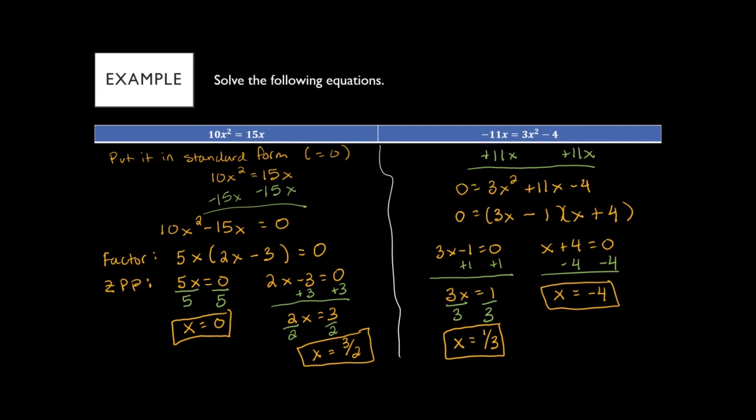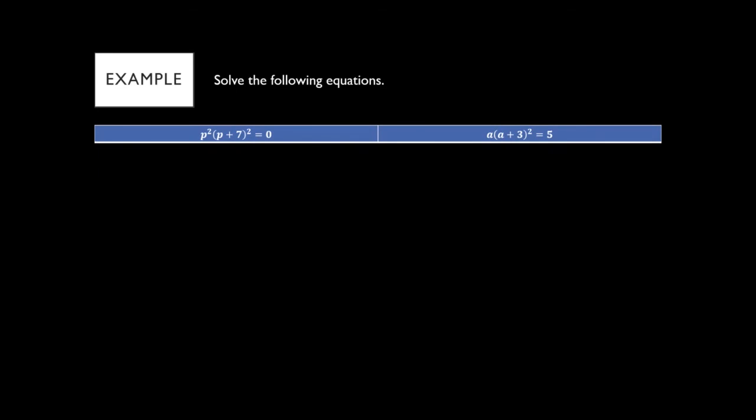So I've got about 10 minutes left, and I've got 2 more examples, so I'm going to just move on, and then if we have extra time, we can go over other questions. So my last 2 here are more complicated. On the left, I have p squared times p plus 7 squared equals 0. This is not something that you're going to see too often. These two examples are sort of special cases, things that come up from time to time.